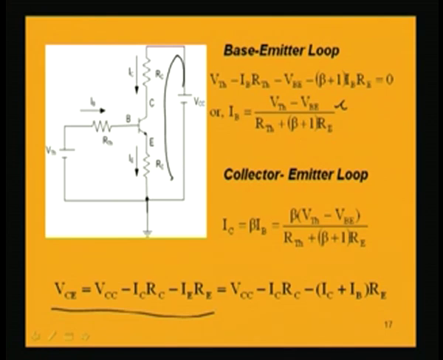So, VCE is equal to VCC minus IC into RC minus (IC plus IB) into RE. Also you can write it directly as (beta plus 1) into IB into RE. And what is IC? We have already found it out, and we can also find it by writing beta times IB. So, finally, we get VCE and we get IC. This determines the operating point or the quiescent point.